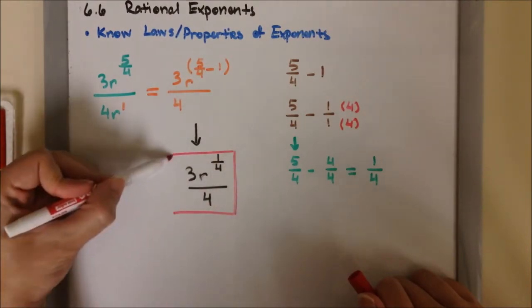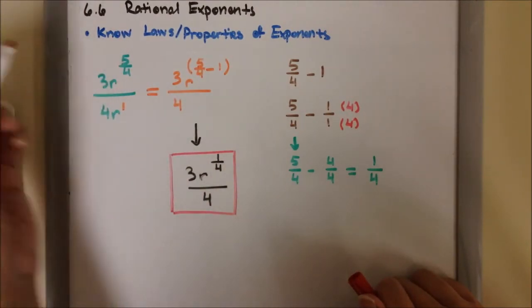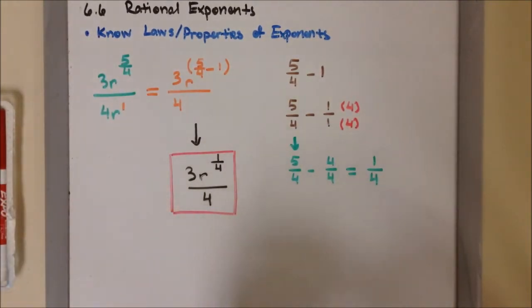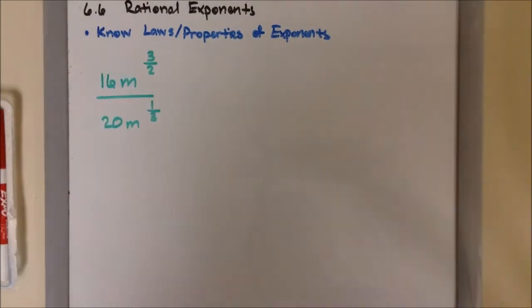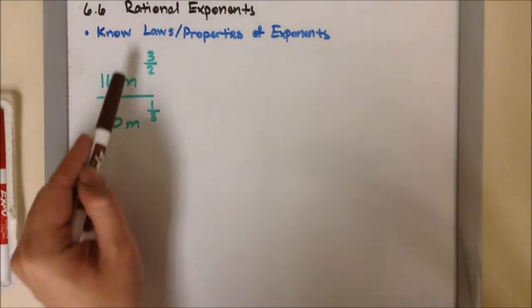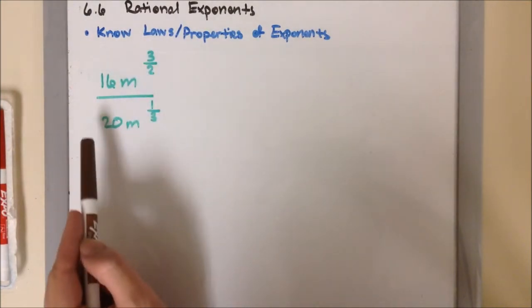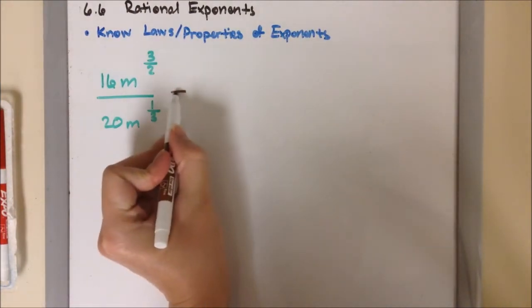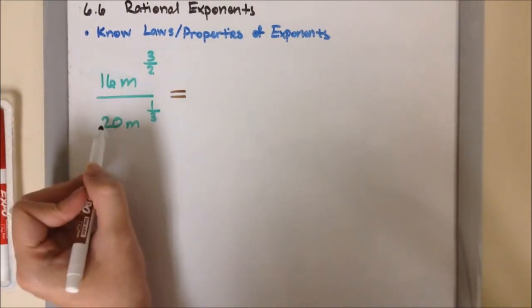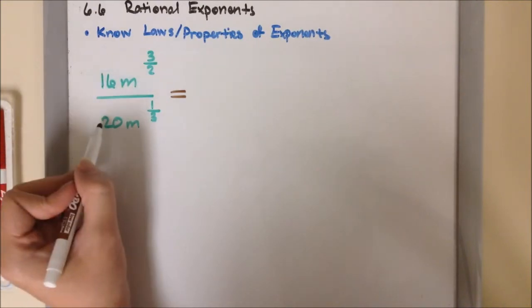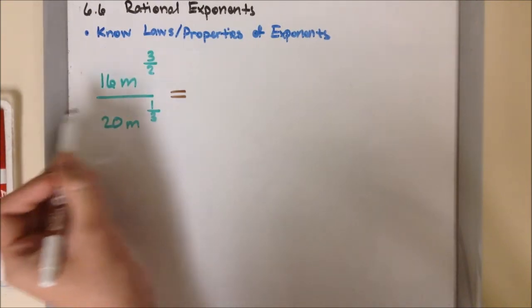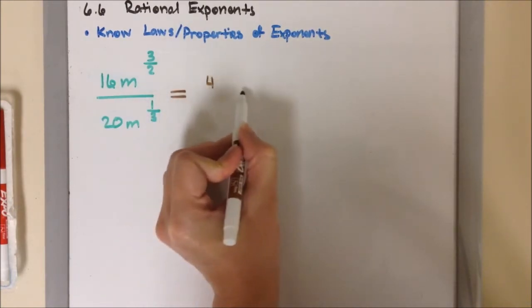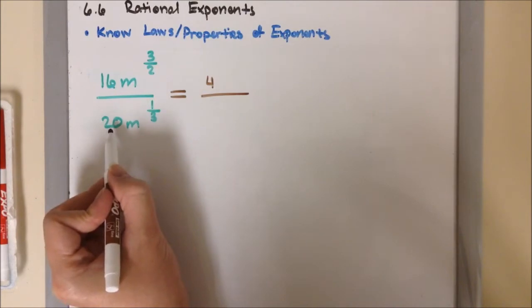And then again, remember when they are dividing with same base, we're going to subtract exponent top minus bottom. In this example, I have 16m to the power of 3 over 2 over 20m to the power of 1 over 3. Alright, so let's take a look at our coefficient. 16 and 20, our number coefficient. They both can be divisible by 4. So I'm going to simplify my number coefficient. So 16 divided by 4 is 4. 20 divided by 4 will be 5.